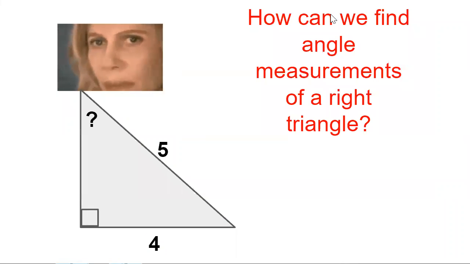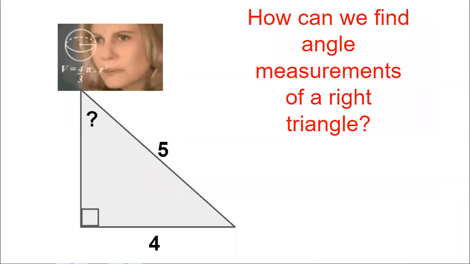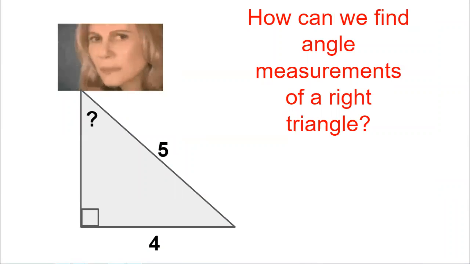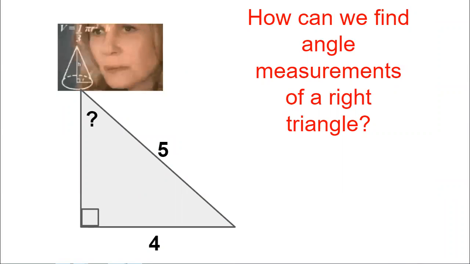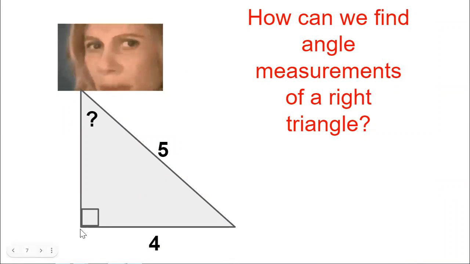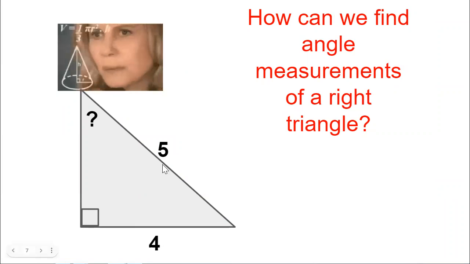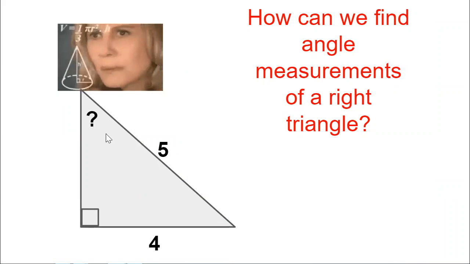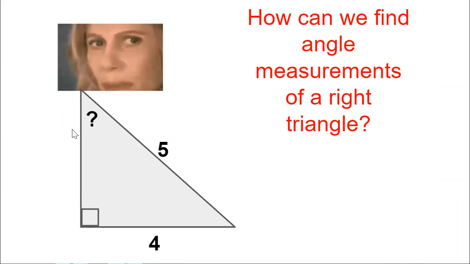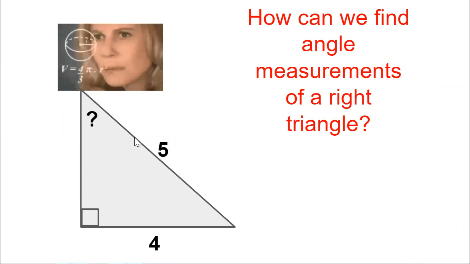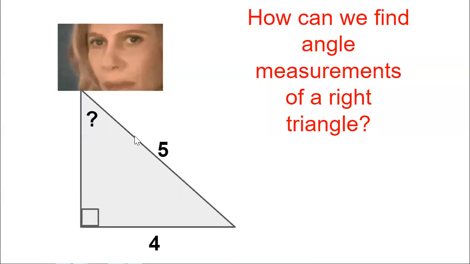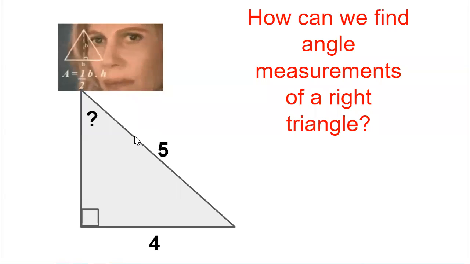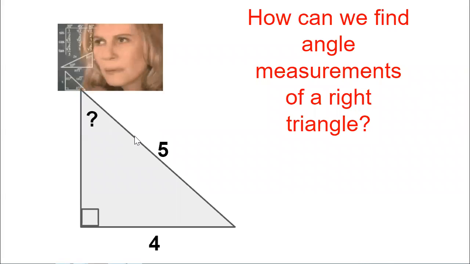So our question for today is, how can we find the angle measurement of a right triangle? Here we have a triangle, and it happens to be a right triangle. We have some sides given, 4 and 5. And what happens here? We have an angle measure missing. So we're going to use our trig ratios that we already learned to help us find what that angle measurement is.